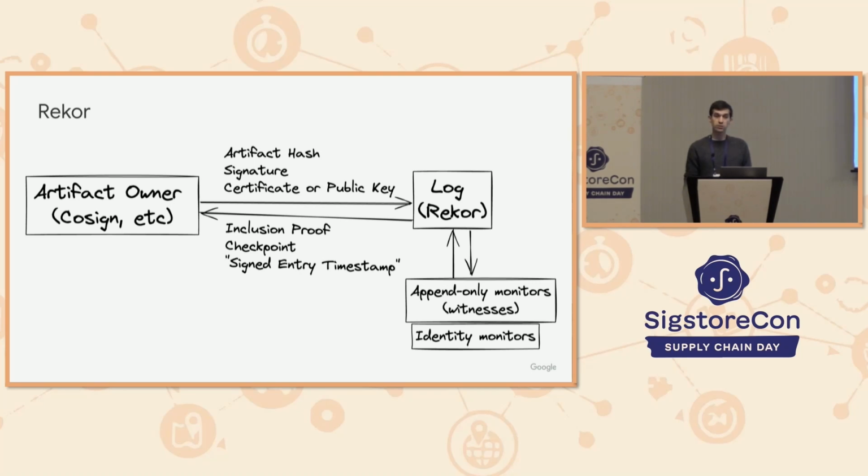What gets returned from the log is this cryptographic commitment that something's in the log, an inclusion proof, a checkpoint, the signed statement from the log, and a signed entry timestamp, which is roughly a signature over a log index and a timestamp. We have this role of witnesses that are our append-only monitors, and then also the need for identity monitors, as we've heard in talks today, where artifact owners need to be monitoring what's going into the log to know if their identity has been misused.